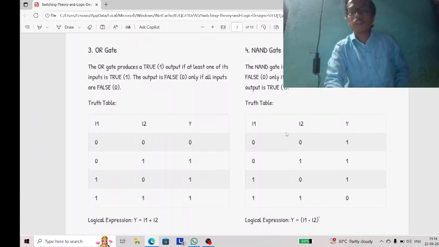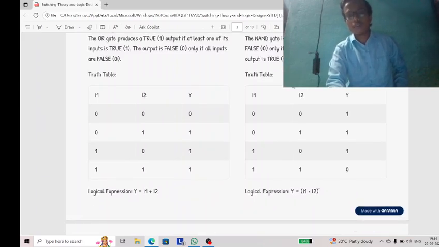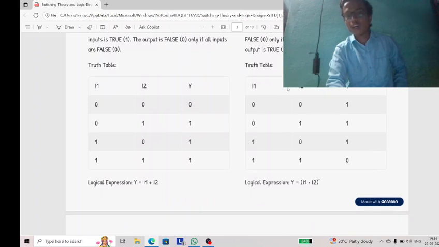The fourth logic gate is the NAND gate. The NAND gate is also known as a universal logic gate. It is the inverse of an AND gate, meaning it is the opposite of the AND gate. Its output is false, 0, if all inputs are true, 1. Otherwise the output is true. See the truth table with I1, I2 as the inputs and y as the output. The logical expression for the NAND gate is y equal to I1 into I2 whole bar.